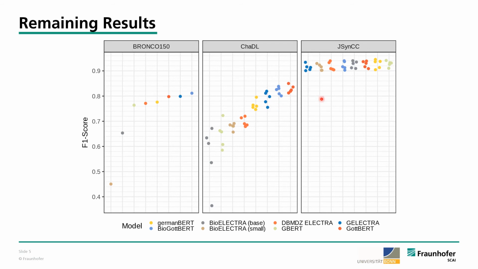And the document classification task on the JSyncc dataset showed no significant differences between the 8 models. All achieved high F1 scores, but the minor variances are not meaningful for the assessment.